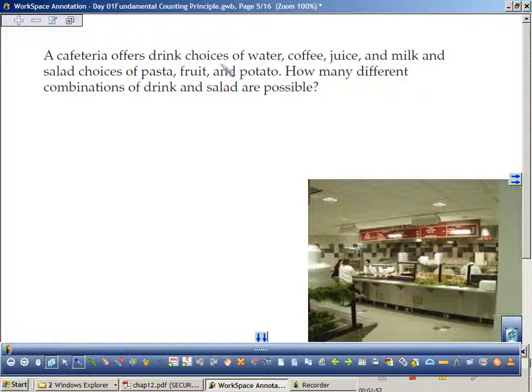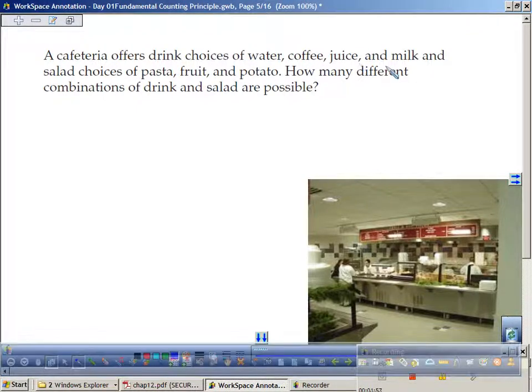Okay, so a cafeteria offers drink choices of water, coffee, juice, and milk, and salad choices of pasta, fruit, and potato. How many different combinations of drink and salad are possible? So there's a couple of different ways that you can look at this. You can look at it as you've got a possible water, or you can have coffee, or you can have juice, or you can have milk. Now, once somebody decides whether they're going to have water, coffee, juice, or milk, then they have 3 more options.